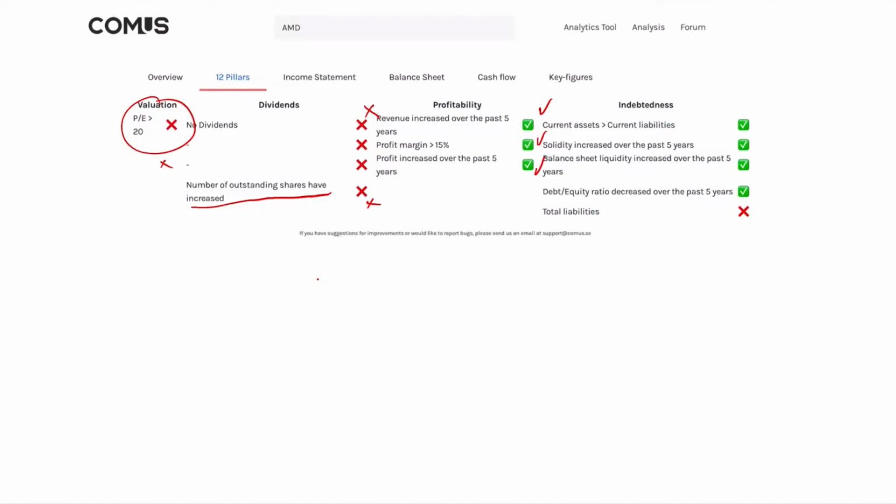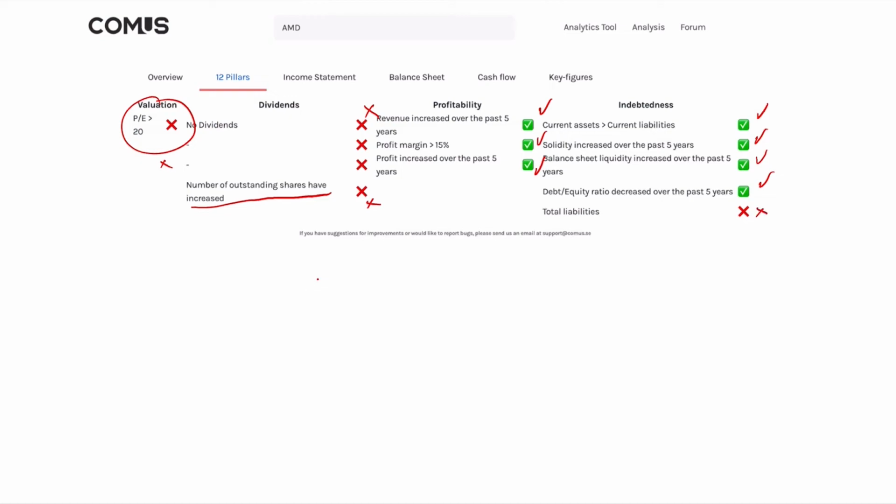And current assets is greater than current liabilities, positive. And solidity increased over the past 5 years, positive. Balance sheet liquidity increased over the past 5 years, positive. And debt equity ratio decreased over the past 5 years, positive. And total liabilities have grown for the past 5 years, that is negative, even though they have started reducing the total liabilities. But overall, looking at the 5-year period, the total liabilities have grown. So that's why they get negative.